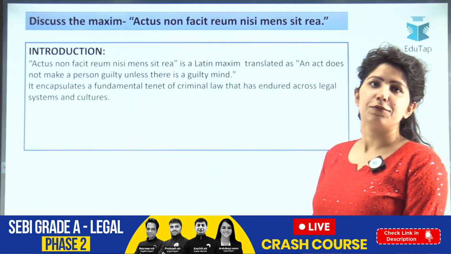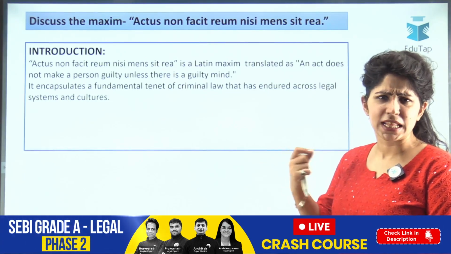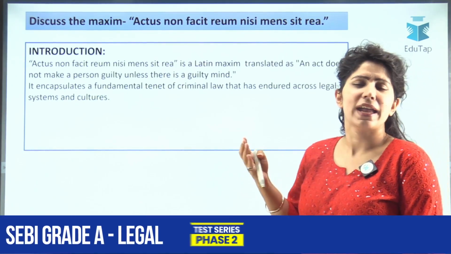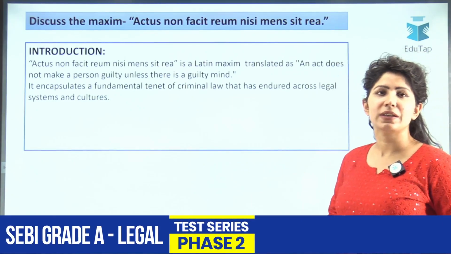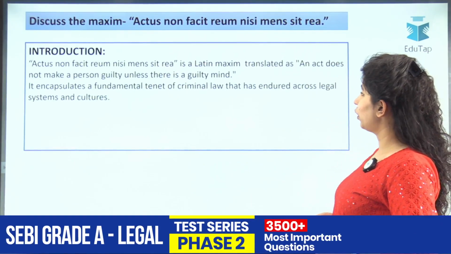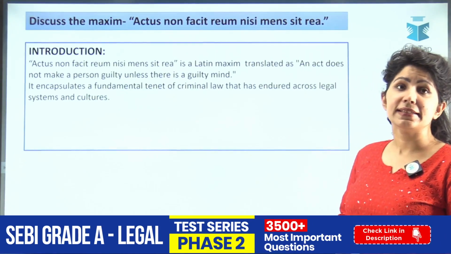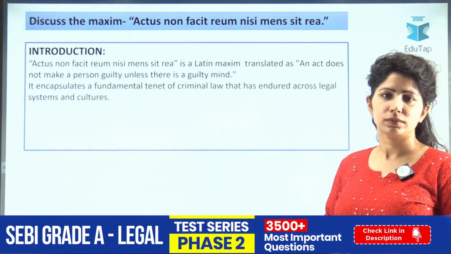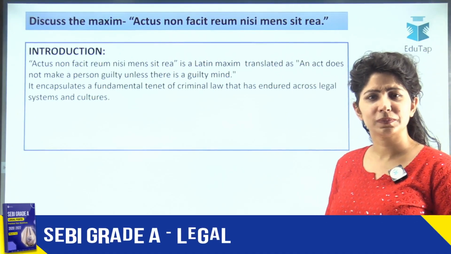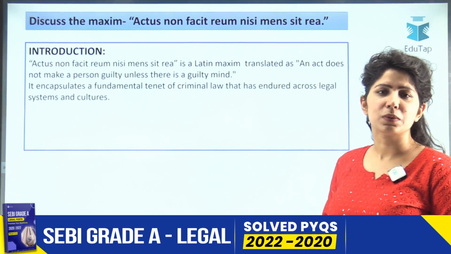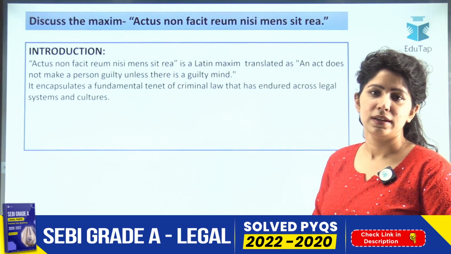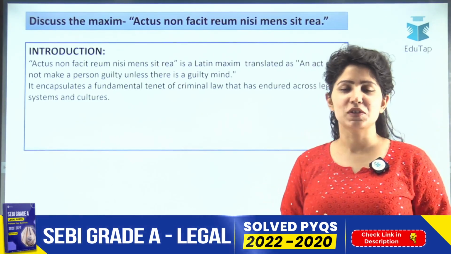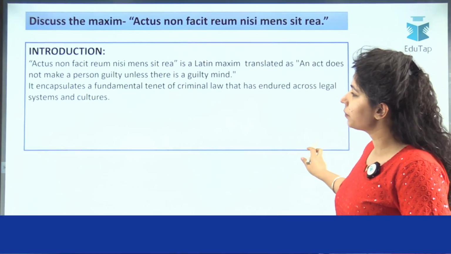It encapsulates a fundamental tenet of criminal law. Now we'll explain this a little bit more: what is it, where is it applicable, and why are we talking about this? Because it encapsulates a fundamental tenet of criminal law that has endured across legal systems and cultures. That means you're emphasizing the importance of this maxim. Explain the importance a little bit more. Basically, what does this maxim do? The applicability of this maxim: it separates criminals from non-criminals based on their intention. So write briefly about that.